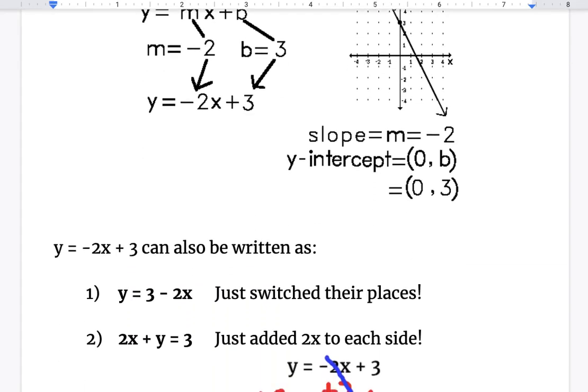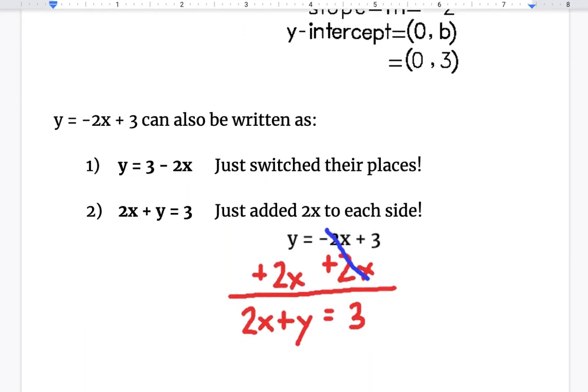Okay, now here's the tricky part. Sometimes an equation won't be written as y equals mx plus b form. So this equation, y equals negative 2x plus 3, can be written in many other different ways. Make sure you jot this down because sometimes problems can be written in different ways to try and trick you. For example, for y equals negative 2x plus 3, I could have the same equation but written differently. I could write that equation as y equals 3 minus 2x.